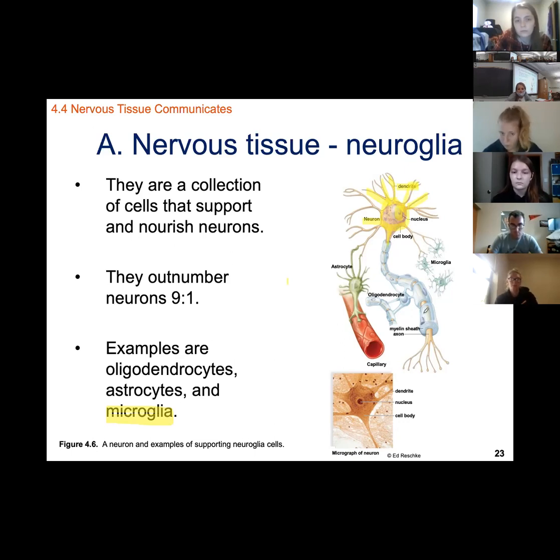Here's this microglia, the oligodendrocytes. I can never pronounce things. This is a myelin sheath of the axon. So this is what's supporting those neuron cells. We're talking about this part right here. It's supporting those neuron cells. It nourishes them. It's what helps them communicate between each other.